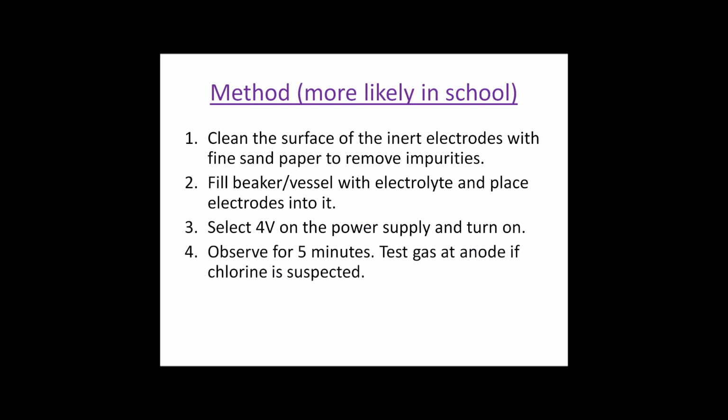We're going to leave it running for 5 minutes, and if we think chlorine is going to be produced, we can test the gas that's bubbling up off the anode for chlorine gas. Now, if we suspect it's not chlorine gas, but we suspect it's oxygen instead, that is going to be significantly more difficult to deal with unless we can concentrate it somehow. What we can do, though, is very easily visually check to see if there's any metal deposited at the cathode. We can also see if the solution changes colour, which it may well do.